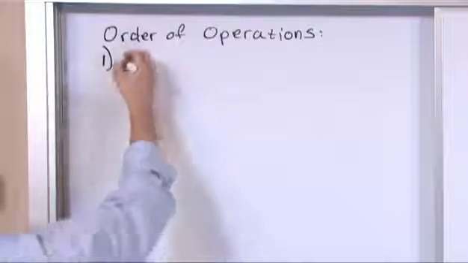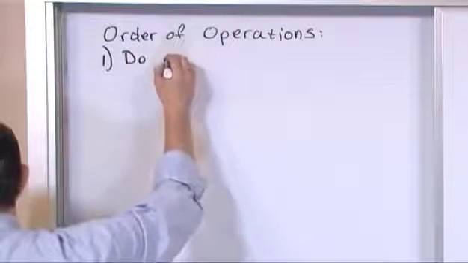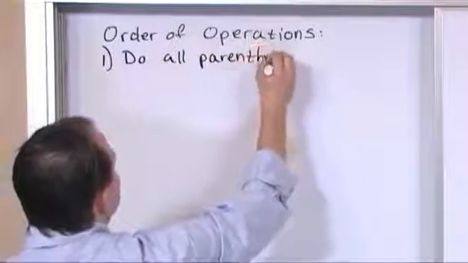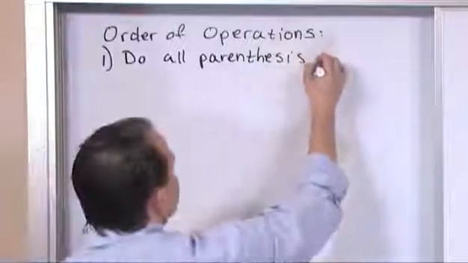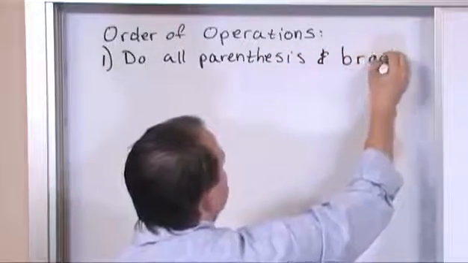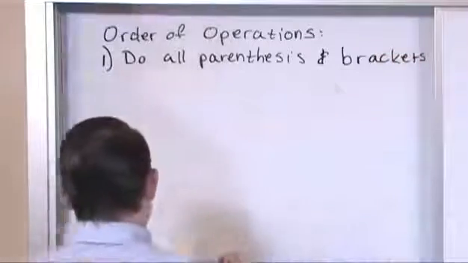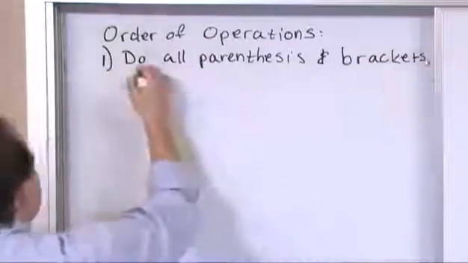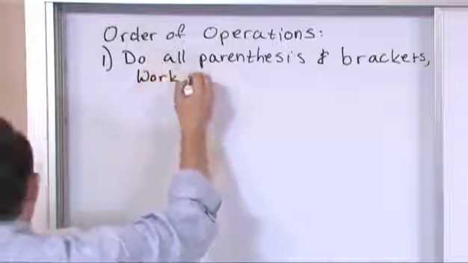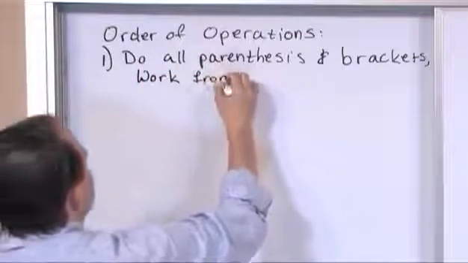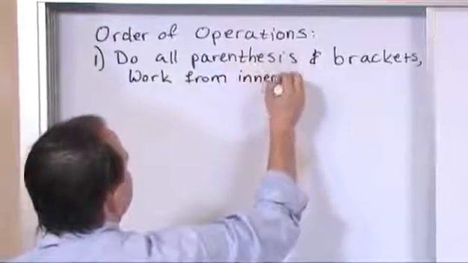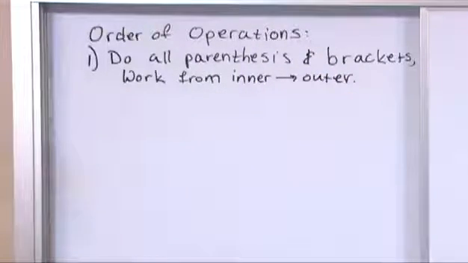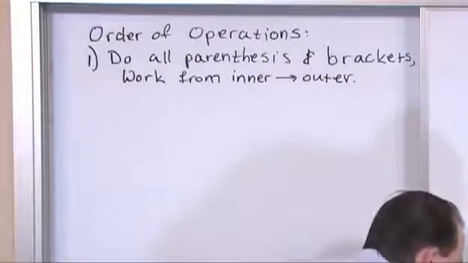The first thing is, do all parentheses and brackets first. And what we're going to do is, let me put a comma here, work from inner to outer. And you might even read that and say, what's he talking about? I don't understand this. Let me give you a couple of concrete examples.